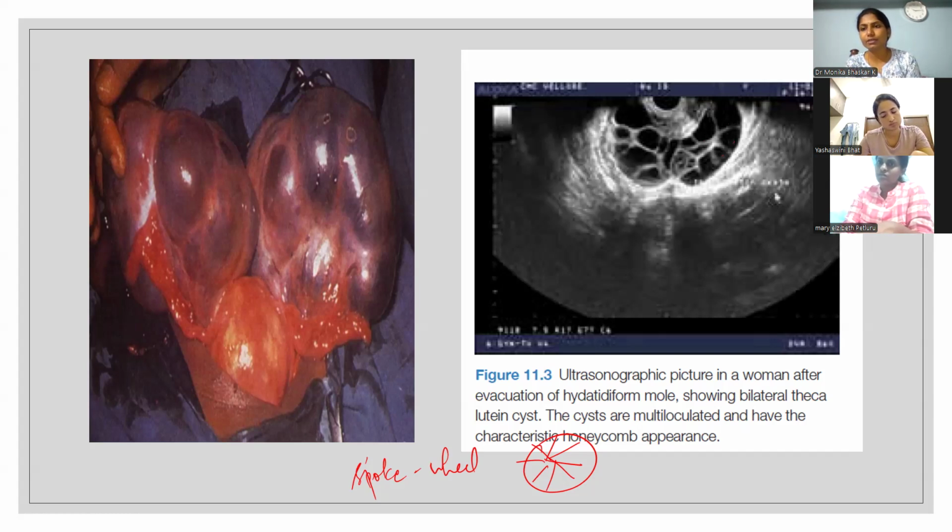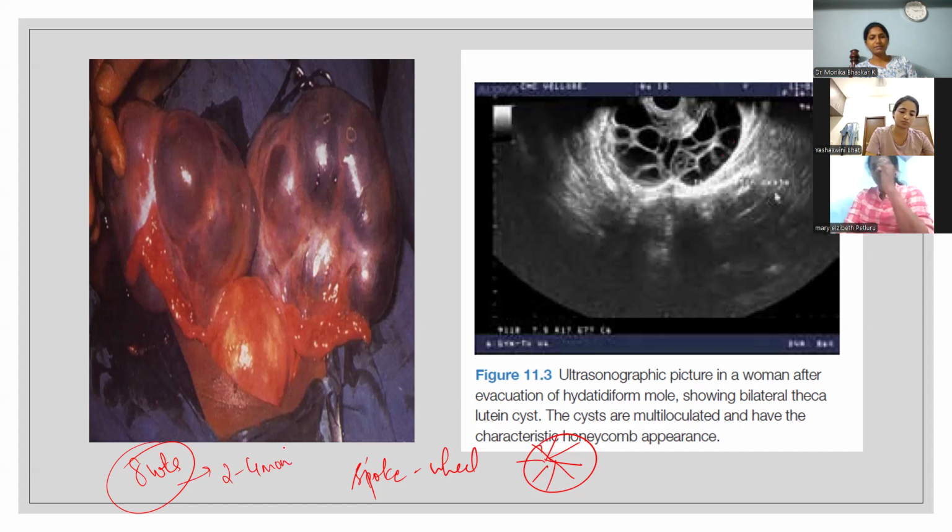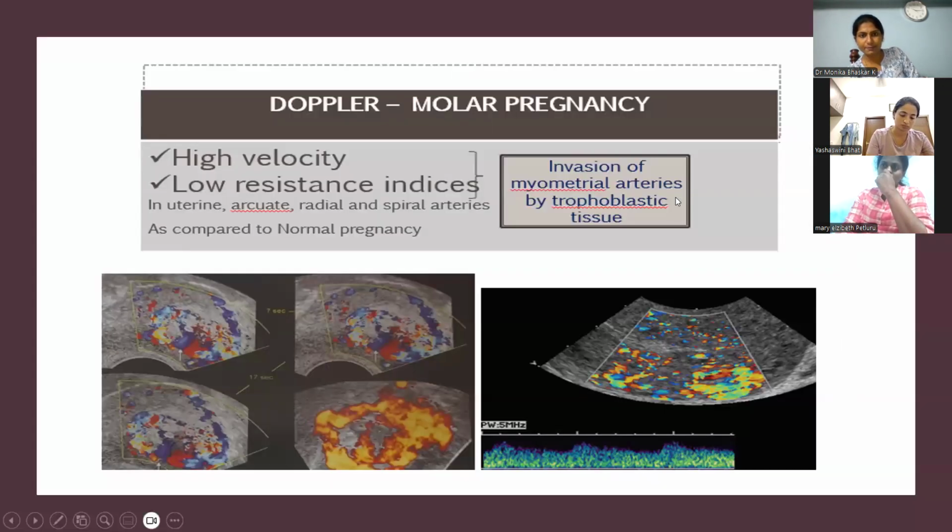You need not do anything. You need not do oophorectomy, or cystectomy, or drainage. After evacuation, because of the normalcy of the beta HCG, the secretions will stop and the stimulation will stop, and they will go back to their normal size by 8 weeks post evacuation. So the normal ovary will return, on an average, in 2 to 4 months. Okay, so this is the gross appearance and this is the radiological appearance.